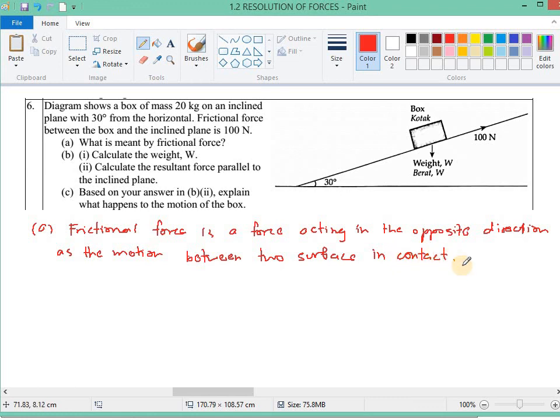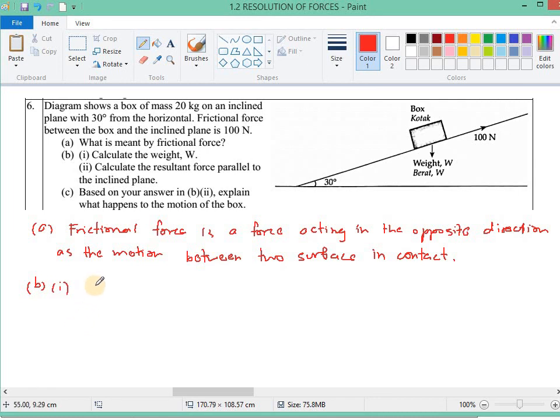Frictional force is a force acting in the opposite direction to the motion between two surfaces in contact. So this is the definition for frictional force. Okay, part B.